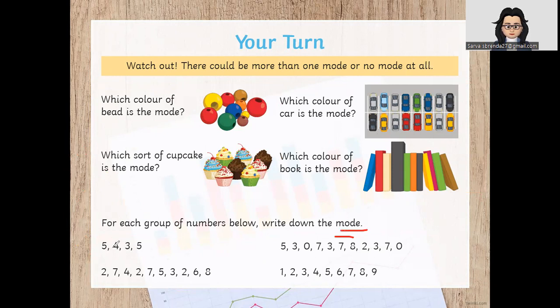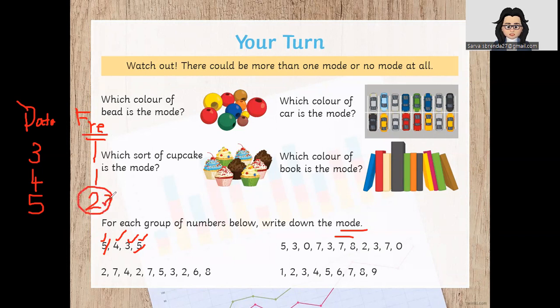Now look at this. There's 5, there's 4, there's 3, and there is again another 5. If I'm going to do a frequency table, I'll start with the digit 3. This is my data, and this is my frequency. For the digit 3, the frequency is only 1. Only one time it repeats itself. For the digit 4, the frequency is also only one. For digit 5, it repeats itself 2 times. So here you see the idea of frequency. The highest frequency belongs to the data 5. So the mode here is 5.